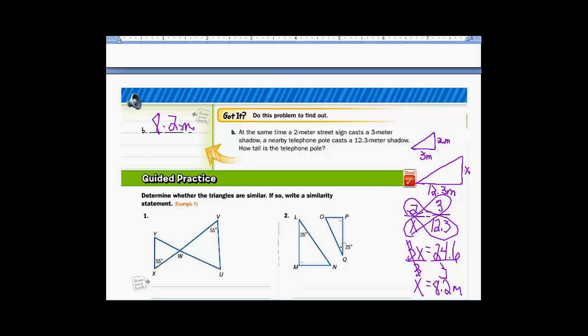So just know that you can set up similar triangles, especially with shadows, because the sun's in the same spot, so it affects everything the same way. So shadow reckoning, a way to find indirect measurement. Okay? So try the rest of those.